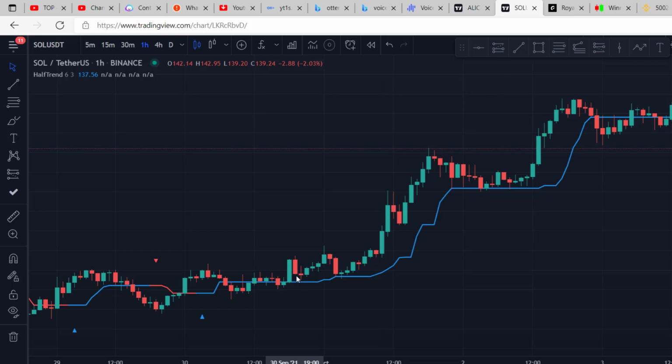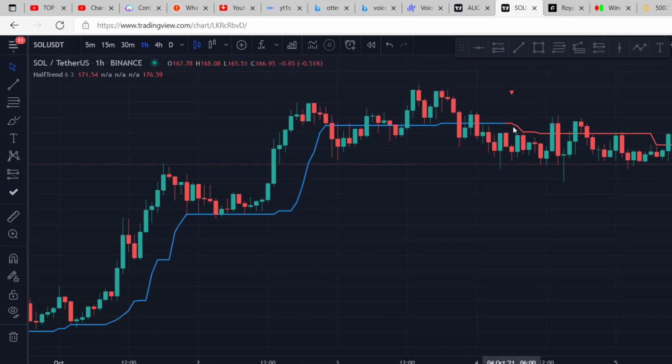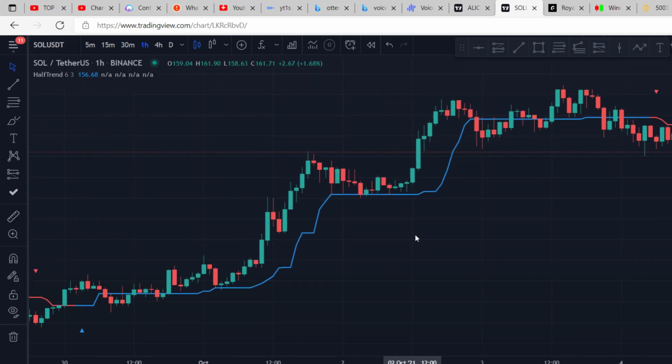But when this half trend line turns red, at this point you would get a red arrow to the downside. What this means is that the trend is changing from an uptrend to a downtrend, and price would continue to go lower in the nearest future. This is basically how this indicator works.